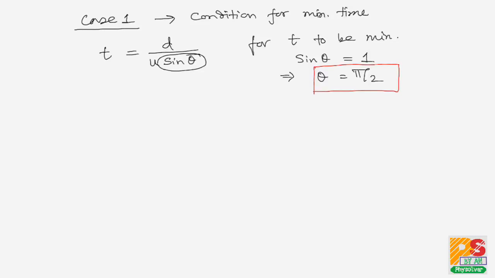Therefore, if a boat wants to cross the river in minimum time, it has to be steered like this, making an angle pi by 2. But in that case, it cannot reach the exact opposite point because V is there, U is here, so it will reach at some distance x. Let's find that distance x.